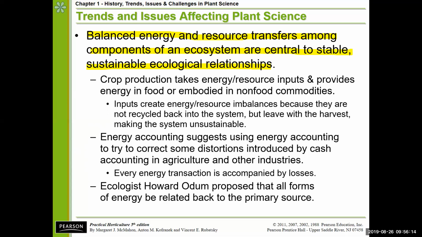So to create a sustainable ecological relationship, we need to figure out ways to put that energy back in. How we do that now is through the return of profits, the return on investment, getting that money and turning it back into more inputs, which could be fertilizer or some form of irrigation. We take it away, we've got to put it back.